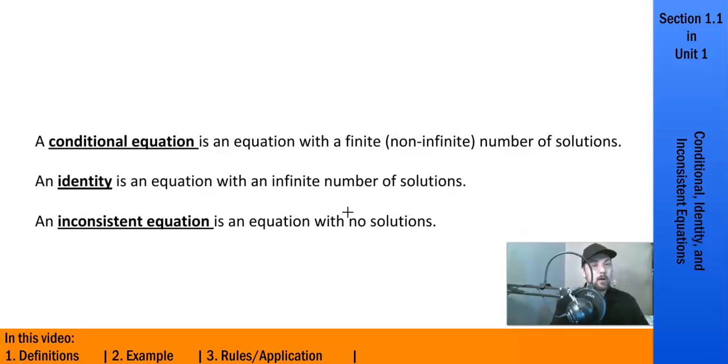There are different outcomes that you can get with these equations. The two that we've seen so far have been the more typical outcome. It's the case where you solve it and you get a solution. Those are called conditional equations because they're true under that given condition.